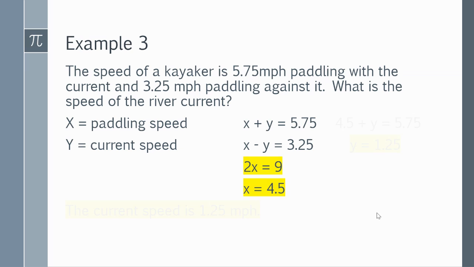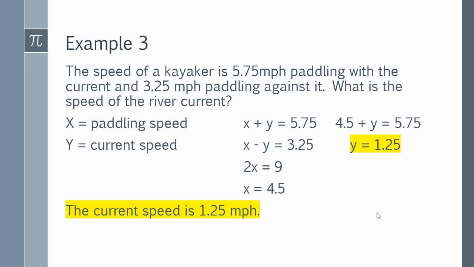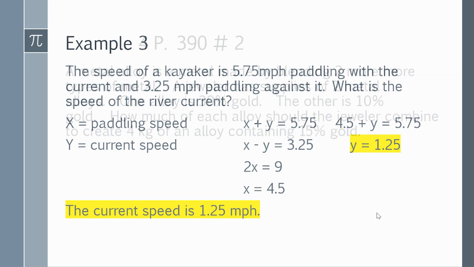Plug it into either one of those. I did it in the first one. Subtract 4.5 and you see 1.25. So they want to know the speed of the river current. So the current speed is 1.25 miles per hour. That's all we cared about, was the y there as our solution. That's our third. One more.